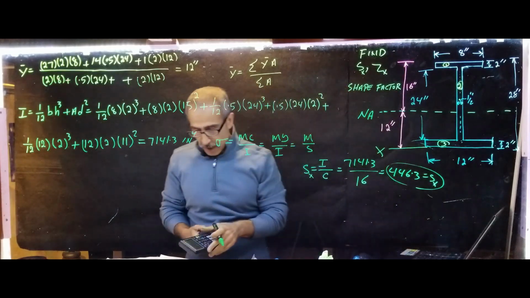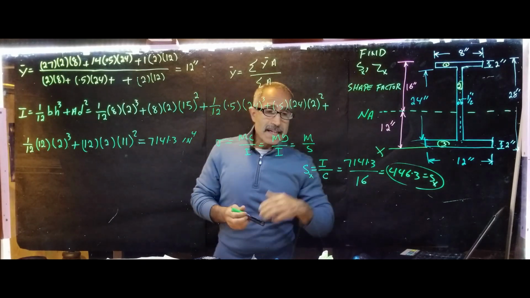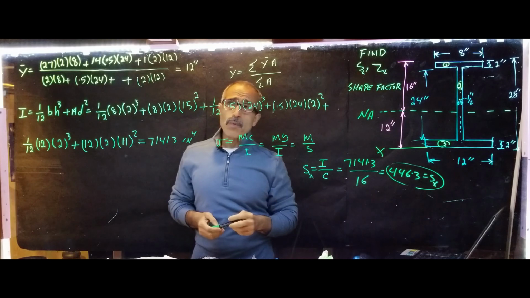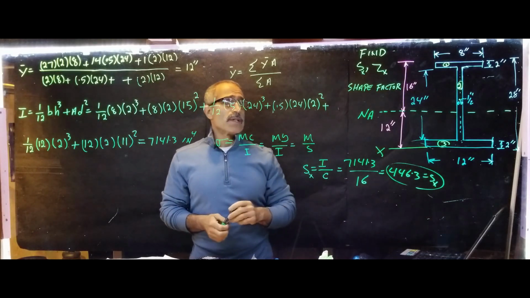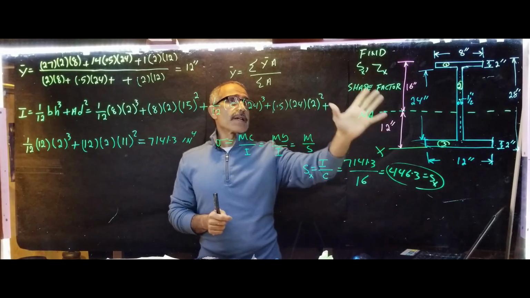Okay, now we got this. That was easy. Next step, we want to find Z, the plastic moment. That's a little bit more complicated. So, tell you what, give me a couple of seconds, I can erase all this stuff up.